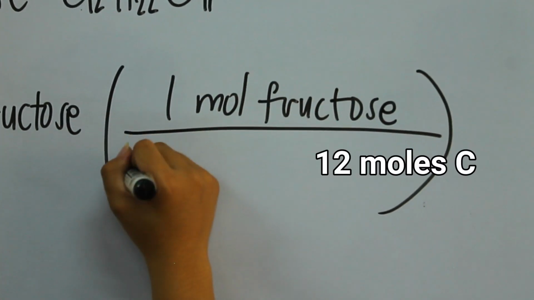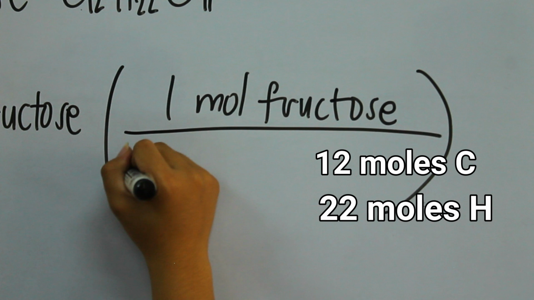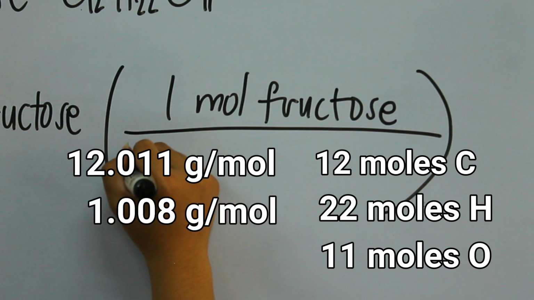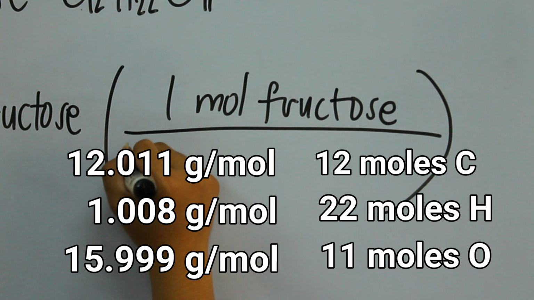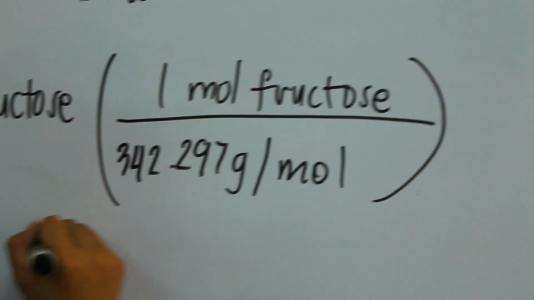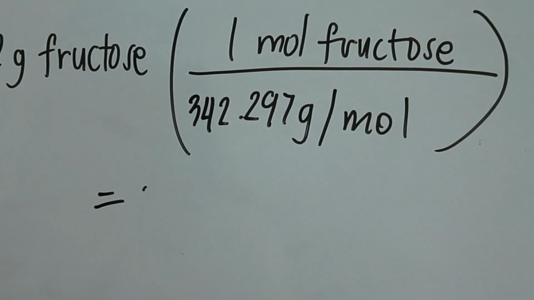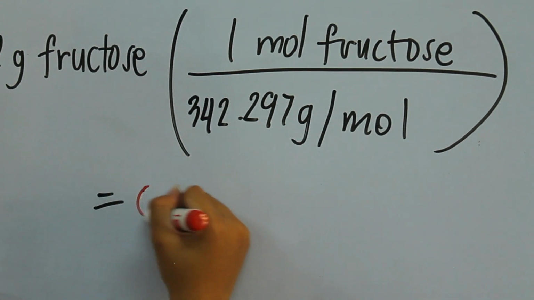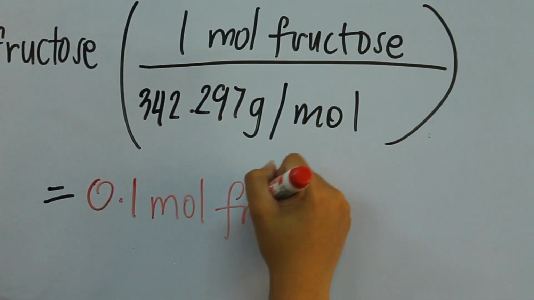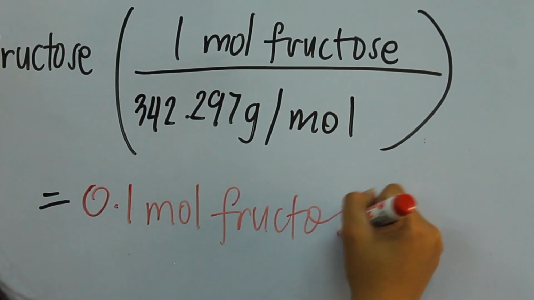Fructose has 12 moles of carbon, 22 moles of hydrogen, and 11 moles of oxygen. 12.011 times 12 moles plus 1.008 times 22 moles plus 15.999 times 11 moles will give a total of 342.297 grams per mole. Now perform the operations and we will get 0.099 moles of fructose, which we can simplify to 0.1 moles or 1/10 of a mole.